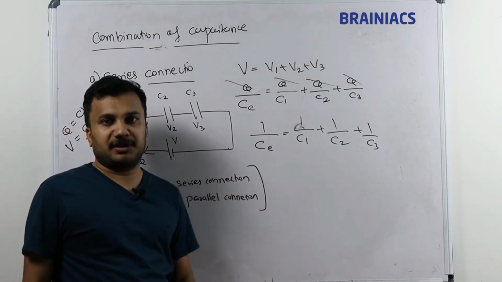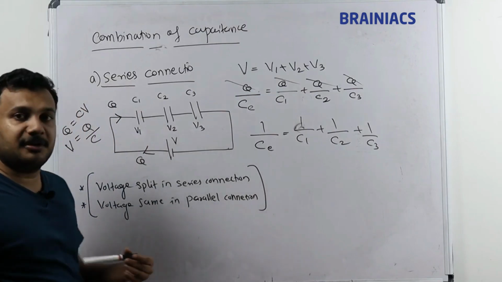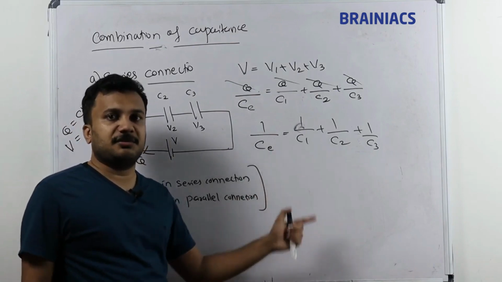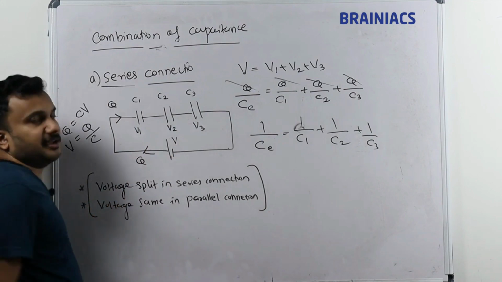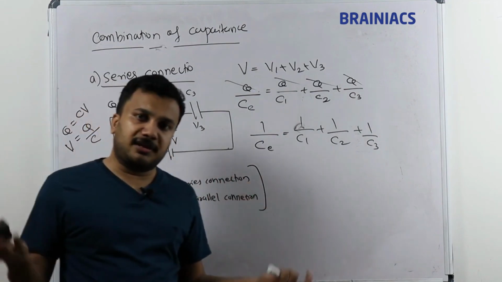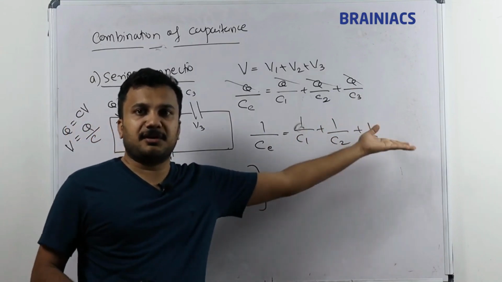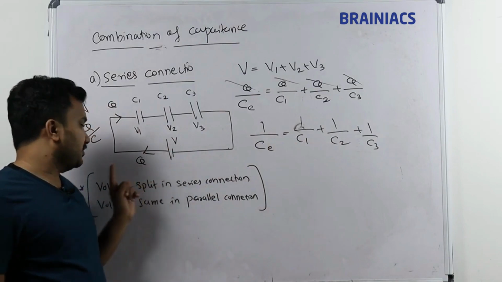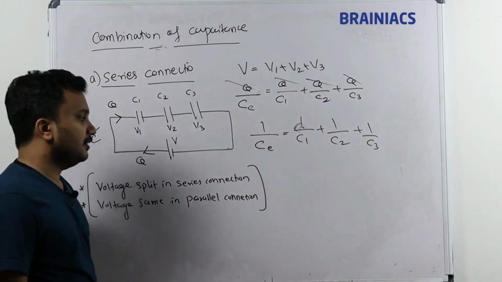So this is very important. In series connection, you have to remember the total capacitance: 1 by C effective is equal to 1 by C1 plus 1 by C2 plus 1 by C3. Here I have taken 3 capacitances. If you have more than 3, then 1 by C4 plus 1 by C5, 1 by C6, it will continue. In short, voltage is split in series connection. Voltage is same in parallel connection.